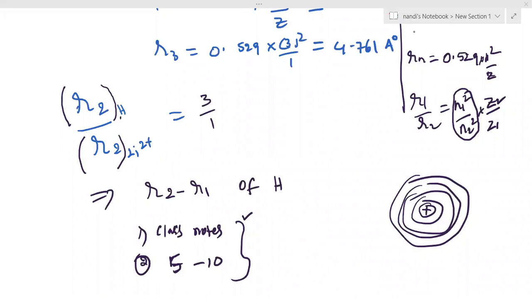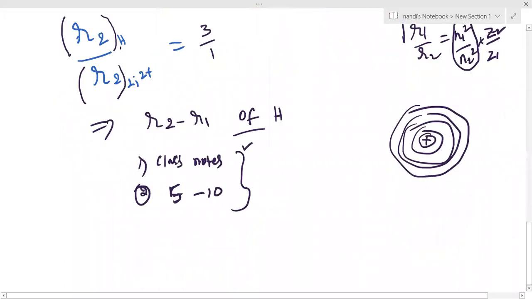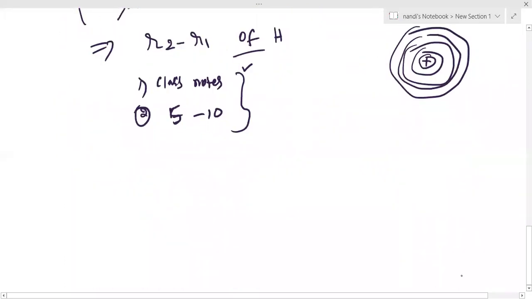But very soon you will get it. What is the answer? 1.587 something you are getting. So you can create some questions this way. I'm expecting this from you people. You can create questions like R3 by R4 or whatever. This is for the lithium atom, this is for the hydrogen atom. Like that you can create some questions. This is one question.